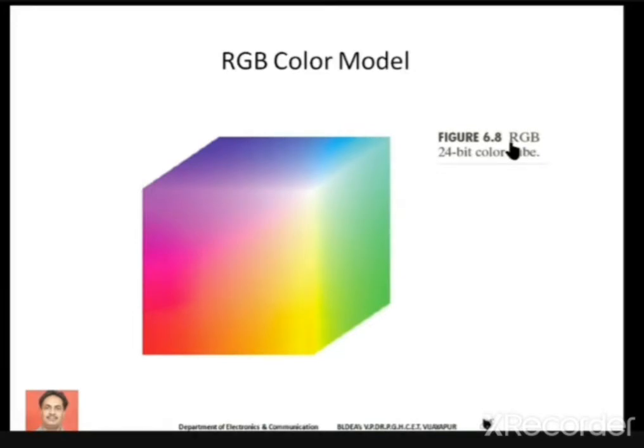So that for a pixel indication, we get a total combination of 24 bits. With 24 bits, it is possible to produce 2 raised to 24 number of colors, which is a very large value. Okay, we get a large number of color combinations by using these 24 bits.